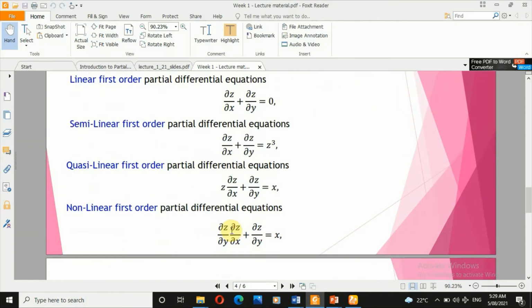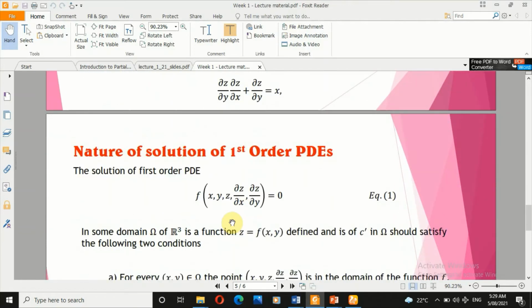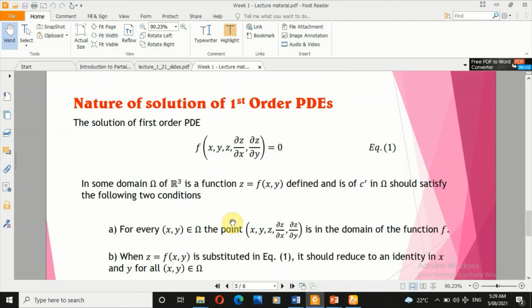Now let's talk about non-linear. In the case of non-linear, we can see that we have the derivative of the unknown function multiplied by the derivative. So this one is a pure non-linear partial differential equation. Okay. So how do we talk about the definition?